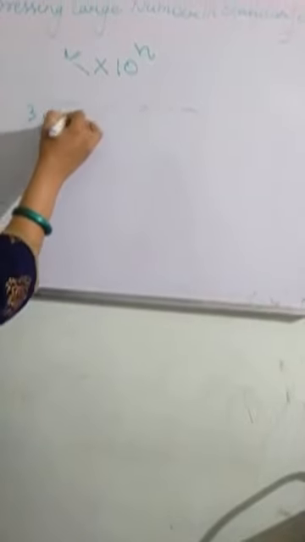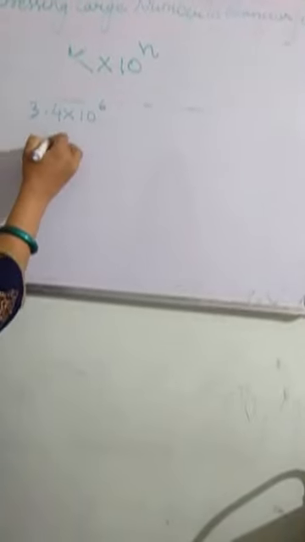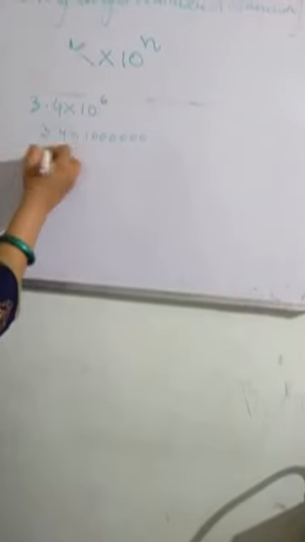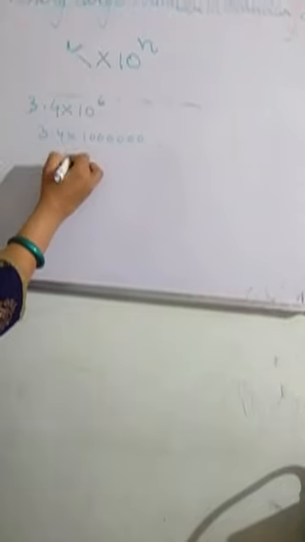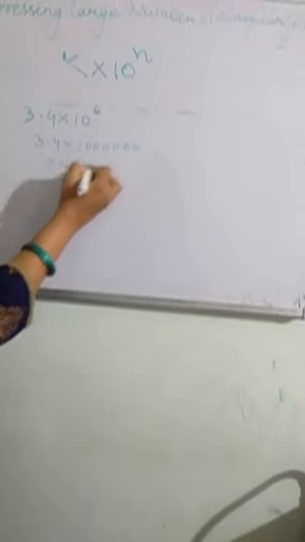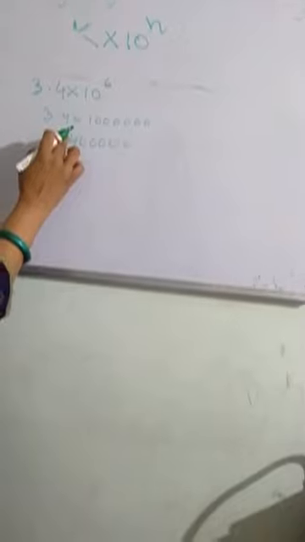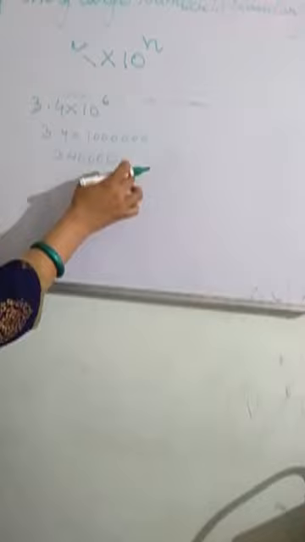Say for example, your number is 3.4 into 10 raised to power 6. We have to convert this into the normal form. So this is 3.4 into 1, 2, 3, 4, 5, 6, six zeros. Just multiply it. Because the decimal is over here, the decimal will be shifted 6 places. So 1, 2, 3, 4, 5, 6.